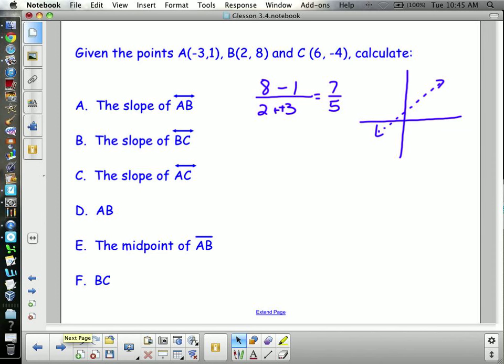You do the slope for BC and the slope of AC, and then we'll get down to D, E, and F in a minute. I want to know what you come up with for those two. I know you've done slope before, so it shouldn't be too tough. AC. Yep.